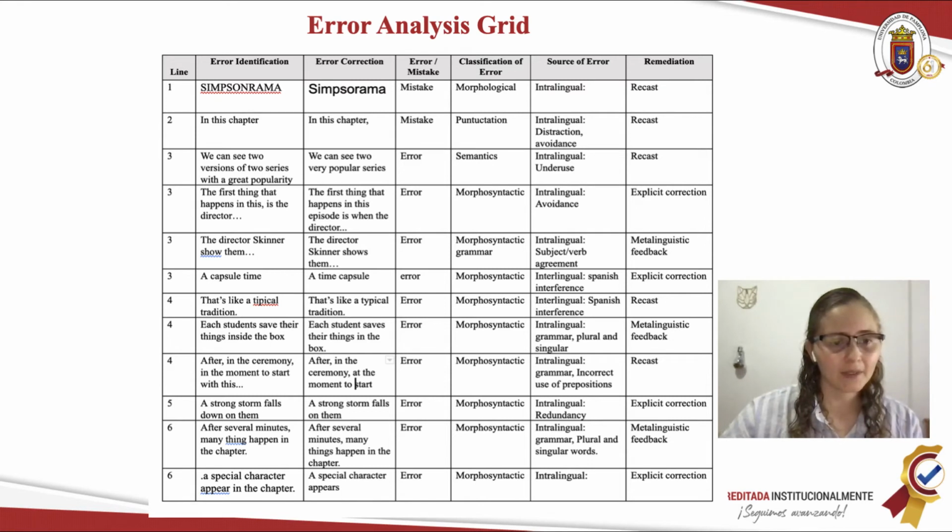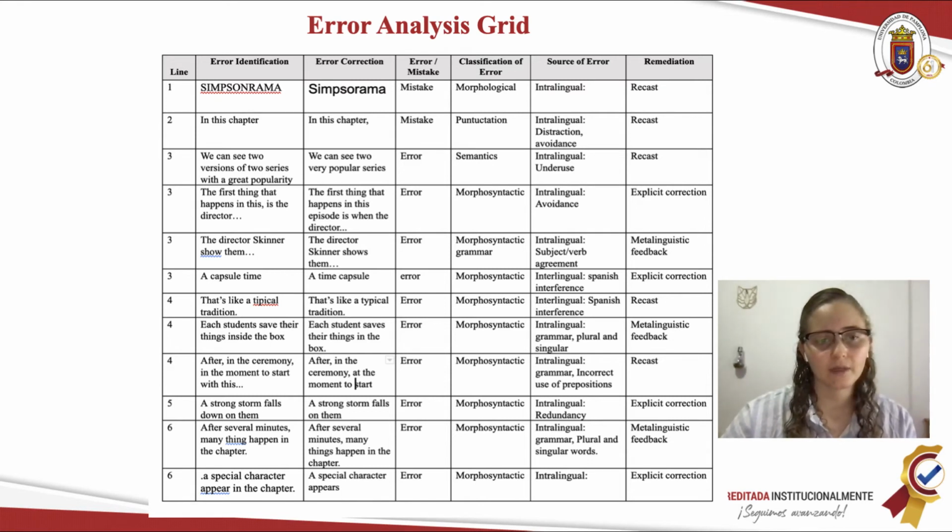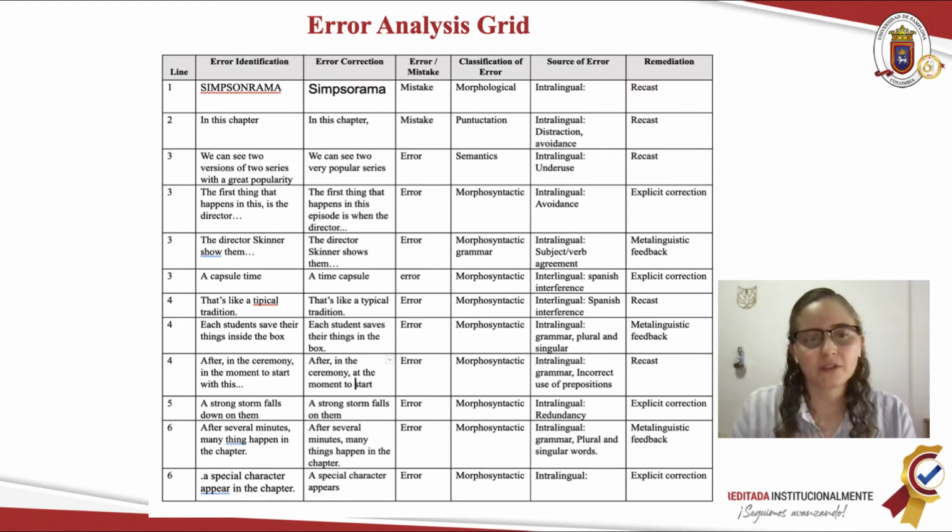The next one is "a time capsule time." The error correction is "a time capsule." It's an error. It's morphosyntactic, and I said here it's interlingual because there is some Spanish interference. So I'm going to give an explicit correction, telling the student that it is "time capsule" and not "capsule time." It's affecting the structure of the sentences.